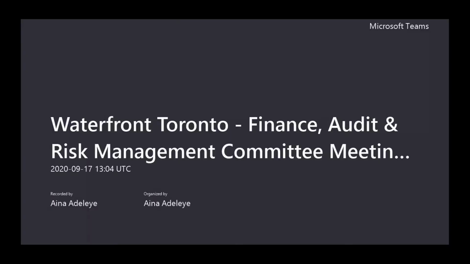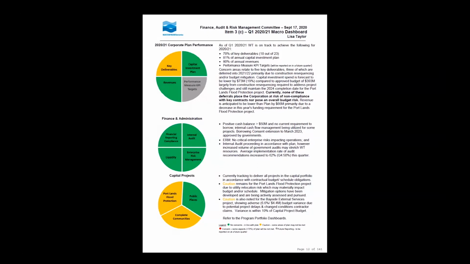The final pie chart on the macro dashboard relates to capital projects, which is under David Custeran's management. And I will just highlight here that there are currently 2 yellow status items under the Portlands Flood Protection Project and the Complete Communities. Yellow means that there's a caution related to budget and schedule risk for Portlands flood protection. It relates to some elevated risk related to utilities, which the committee is aware of, as well as a new caution area related to our stormwater management facility for East Bayfront. Both situations are being actively managed by management, and David could speak to both of these if further questions arise.